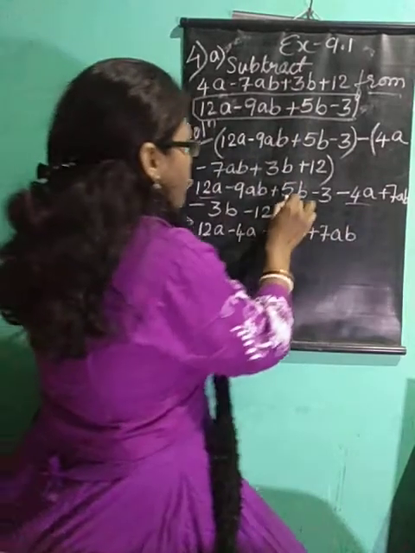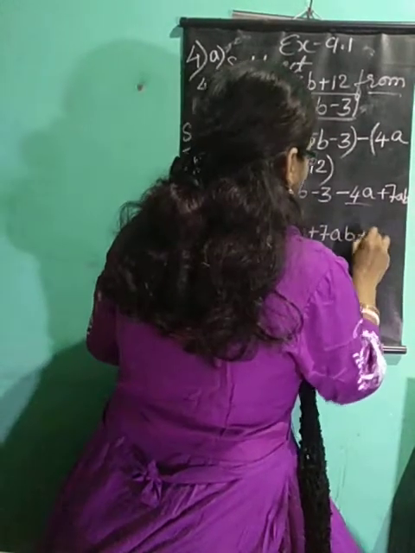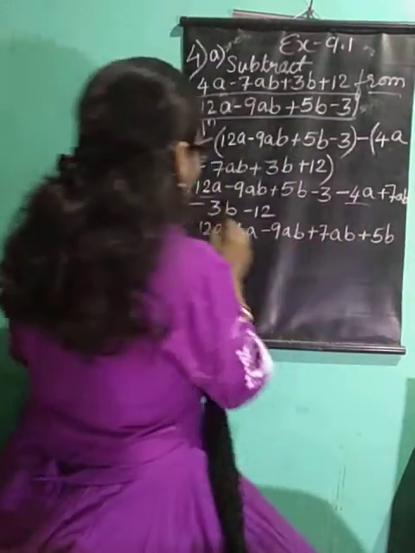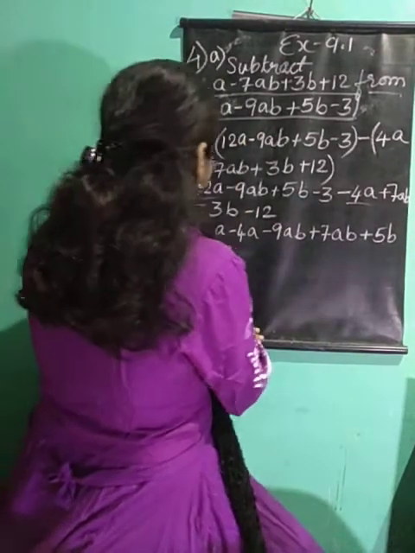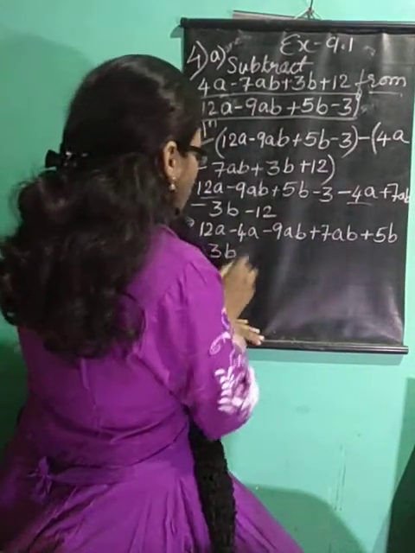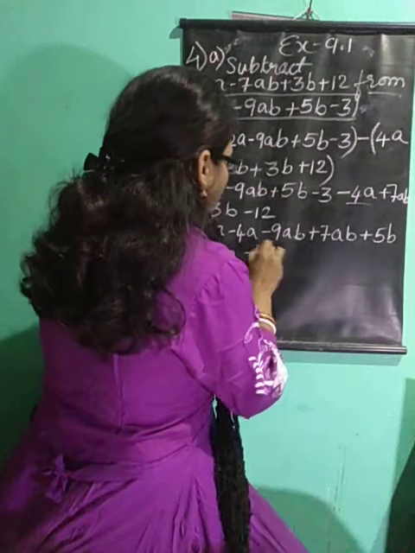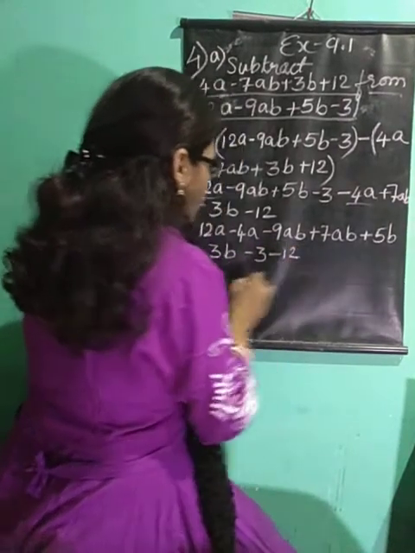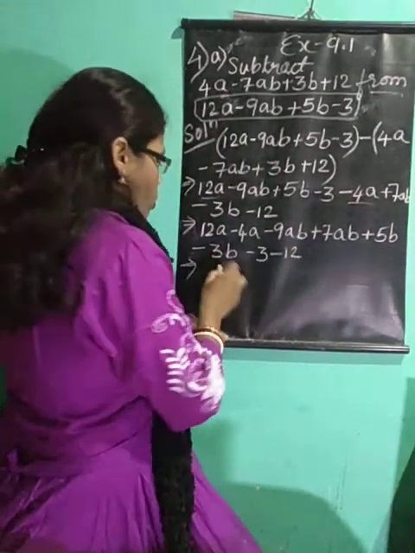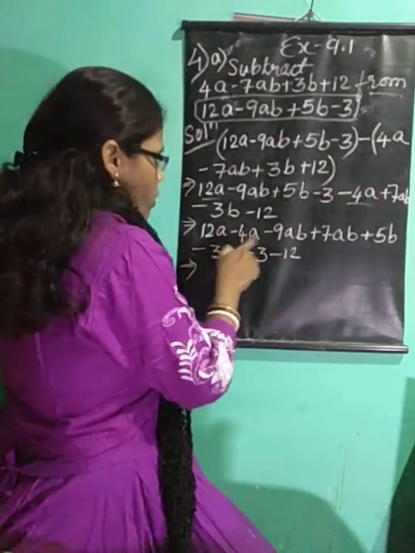Okay. Then plus 5b. Is there any b term? Minus 3b. Yes, you have minus 3b. Then minus 3 and minus 12. Okay. Now what you have to do? A, you write as it is, the variable term as it is.